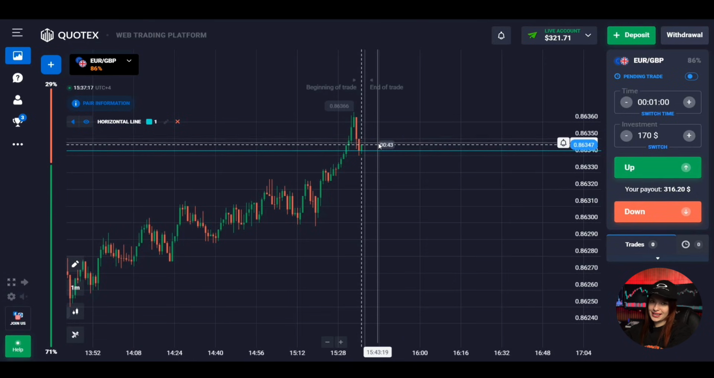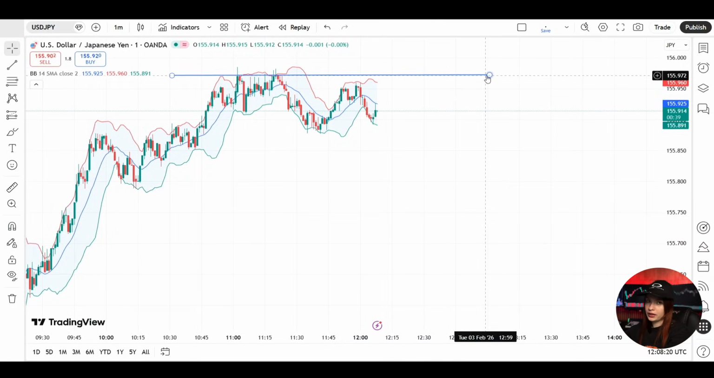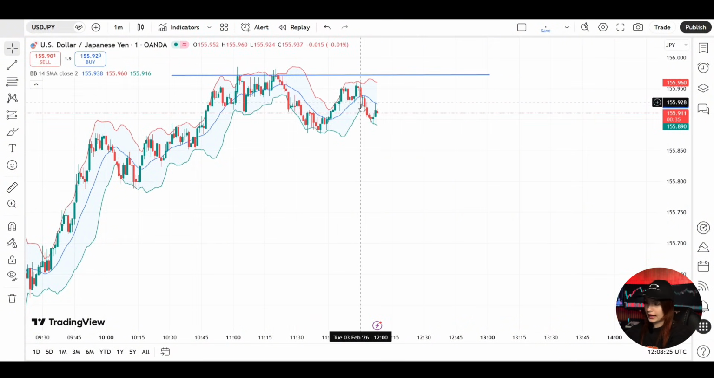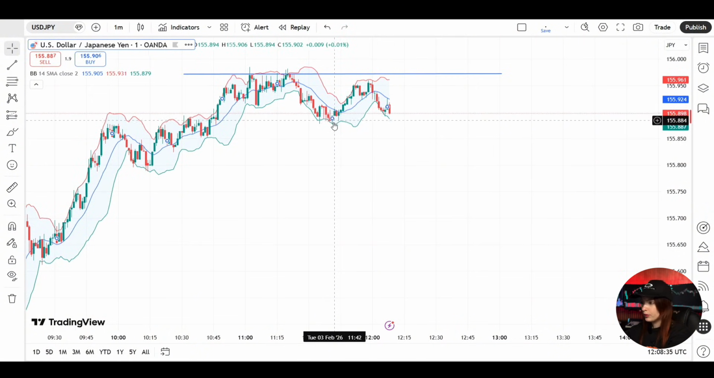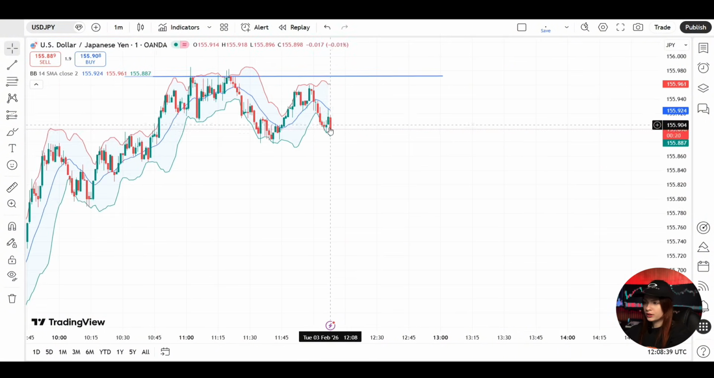So let's continue, guys. Alright, here at the top we have a resistance level. We also see that there is a downward pullback at the moment. We can see that at the moment the price is approaching the lower limit of the indicator. At the same time, we can see that the overall price potential is going up. The main price lows are getting higher. Just at the moment, the red candle continues to form.